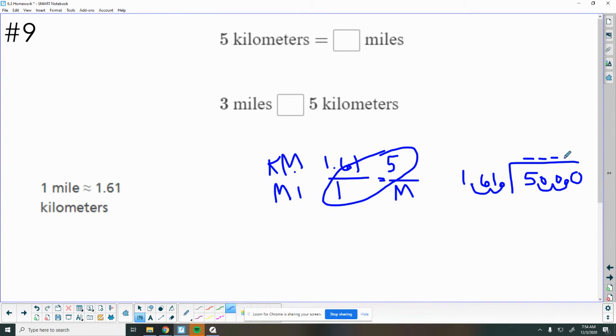So you're going to do 500 divided by 161. And that's going to tell you the answer to 5 kilometers turned into miles. And then you'll see which one is greater.